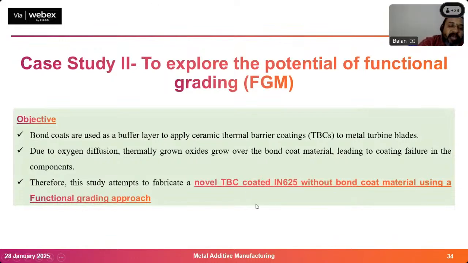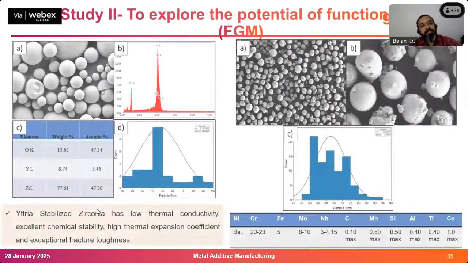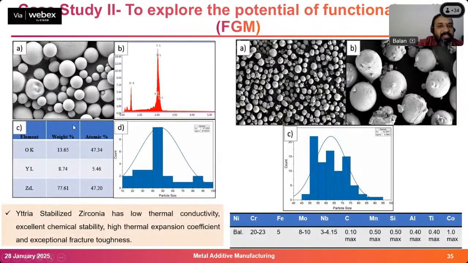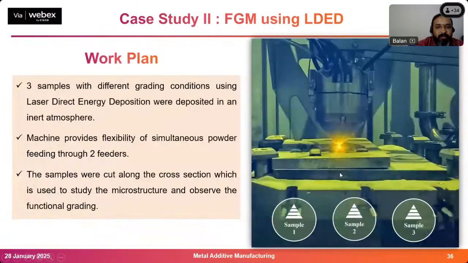This study attempts to fabricate a novel TBC coating without bond coat material, because the TGO is formed because of the bond coat. Now we plan to remove the bond coat so that we can reduce the TGO by using a technique called the functional gradient approach. So we took this yttria stabilized zirconia, which is your top coat material, took the powder, measured the powder size and everything, and printed it. So we have a work plan, which I have shown.